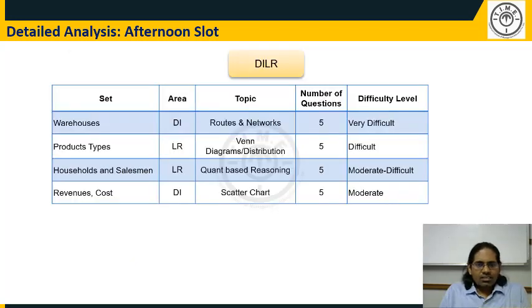Coming to the DILR section, there were 4 sets and each set had 5 questions. But all the sets were slightly on the tougher side, except for one, which was the one on scatter chart. The scatter chart set dealt with revenues and costs of 4 companies. Because it was a little lengthy, with some text and then 2 scatter charts, it was not very inviting.